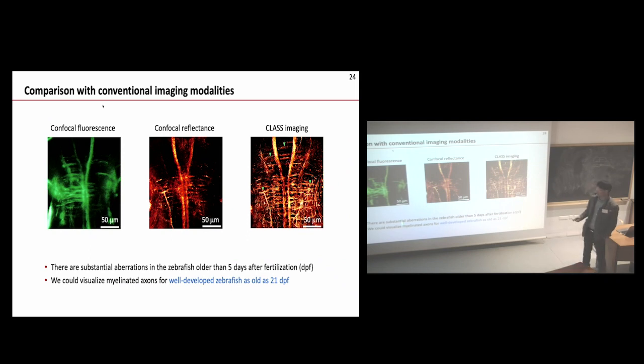This is a comparison. By the way, this is a 21-day-after-fertilization zebrafish, which is pretty old. This is a typical confocal fluorescence image and a confocal reflectance image. Actually, this is a confocal with time gating, and this is the CLASS image. You can see a lot more fine structures, right?